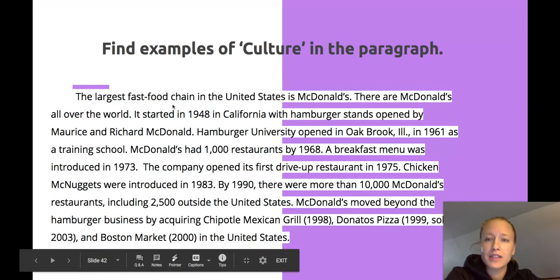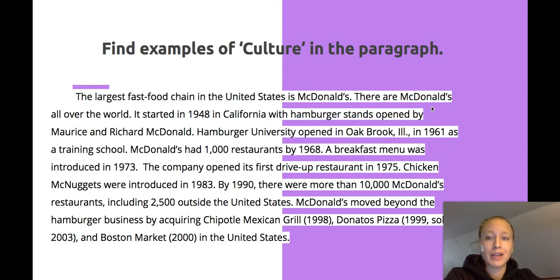The largest fast food chain in the United States is McDonald's. There are McDonald's all over the world. It started in 1948 in California with hamburger stands opened by Maurice and Richard McDonald. Hamburger University opened in Oak Brook, Illinois in 1961 as a training school. McDonald's had 1,000 restaurants by 1968. A breakfast menu was introduced in 1973.